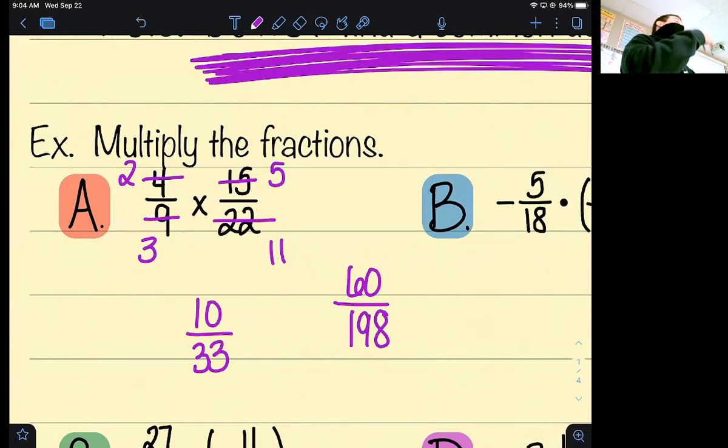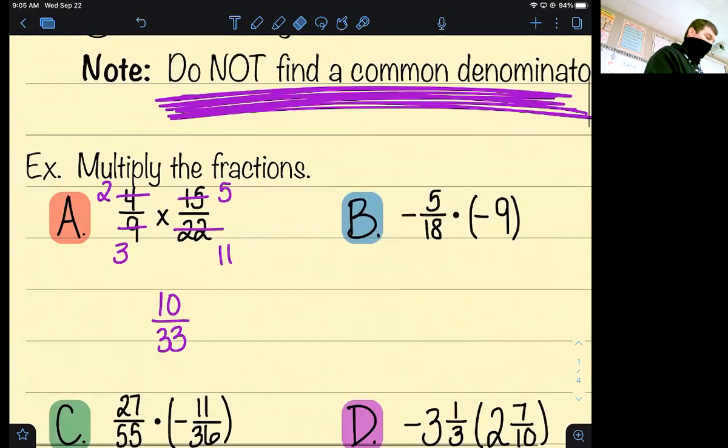I wouldn't want, or sorry, do you want to reduce that? I wouldn't want to reduce that. It's easier to cancel when the numbers are small. It's easier to cancel a 9 and 15 by 3 than it is to try to cancel 60 and 198. I didn't even know 3 went into 198, but it does. I don't care actually, because I'm not going to get that. Don't try to reduce at the end. You are making it way more complicated for yourself than it needs to be.